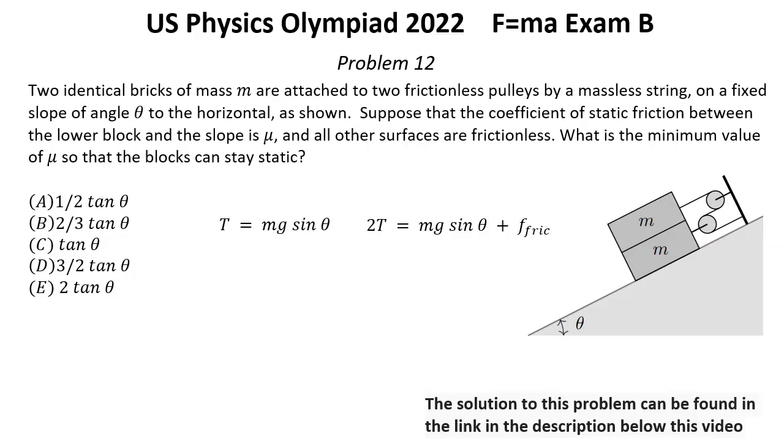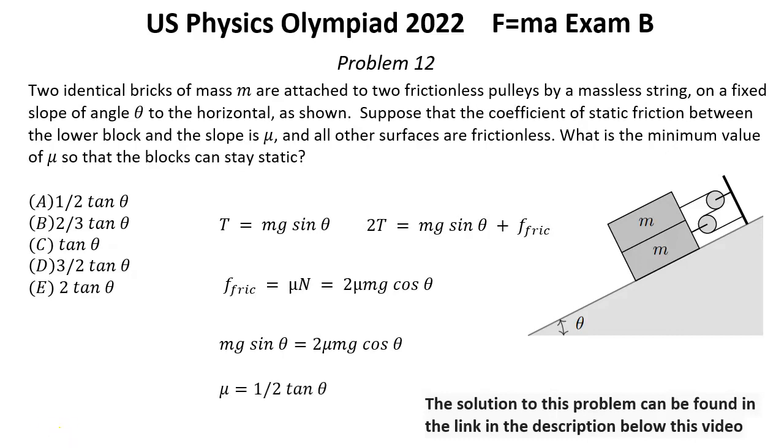When the friction is just barely sufficient, we have F friction equal μ multiplied by the normal force, which is 2μmg cosine theta. Now combining all of them, we have mg sine theta equal 2μmg cosine theta. It means that μ equals 1/2 tangent theta, which is answer A, and that was the solution for problem number 12.